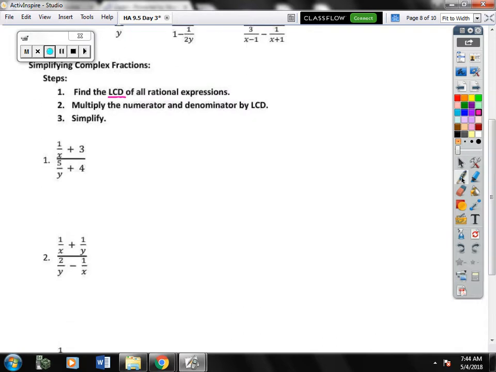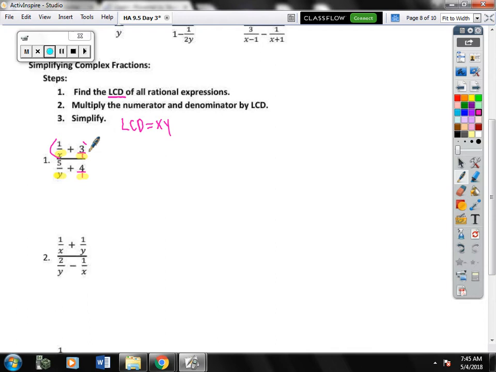So for this first one, again, if the numbers aren't fractions, you might just want to put them over ones, just as placeholders. So we're going to look at all 4 denominators, which are x, 1, y, and 1. The least common denominator between all of those things would be xy. So we're going to multiply by xy in the top of the fraction and the bottom of the fraction.